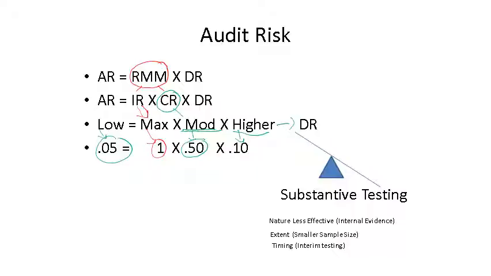So what happens? Well, now when we do our substantive testing, we control our detection risk through our substantive testing. Now notice we have a change here. We can make some changes to how we have set up our substantive testing. Nature, we can use a less effective procedure. We can now use internal evidence. Extent will be smaller sample sizes, and timing, now we can do some interim testing instead of waiting till year end to have to do a significant amount of testing.